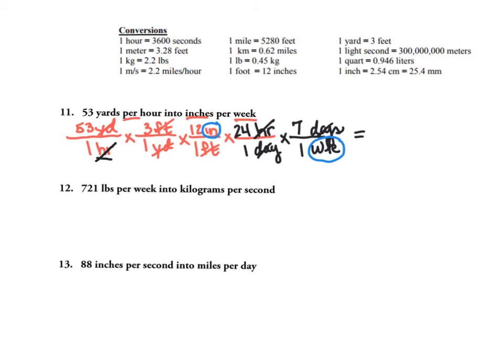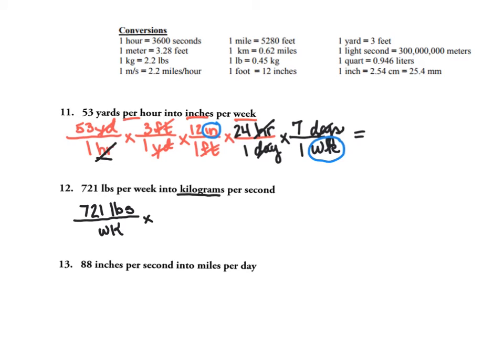All right, let's take a look at number 12. This is pounds per week. So we have 721 lbs per week. Be careful you don't confuse the 1 with the L on the lbs. And that's per week, so I'm just going to abbreviate weeks, WK. And I want to get to kilograms per second. So I'm going to start with the kilograms first. Let's get pounds to kilograms. And if you don't know that conversion, it is above you on this page.